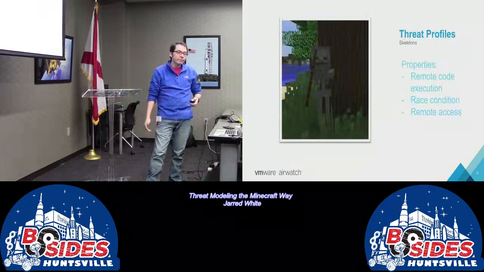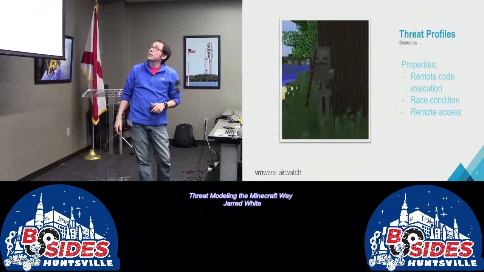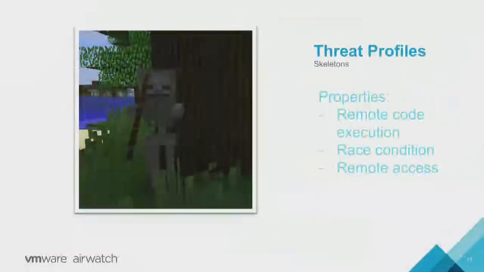Skeletons kind of suck. They're a bit of a race condition. They shoot at you faster the closer you get to them. Not really a race condition, but they're remote code execution because they do shoot you. They can stand on the opposite side of a chasm and shoot you across the chasm.